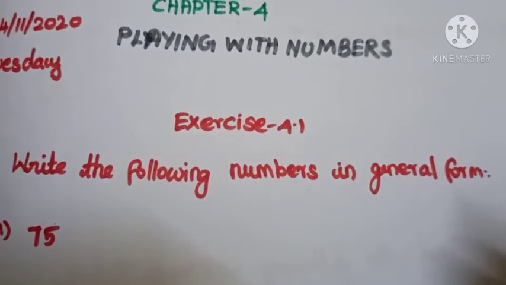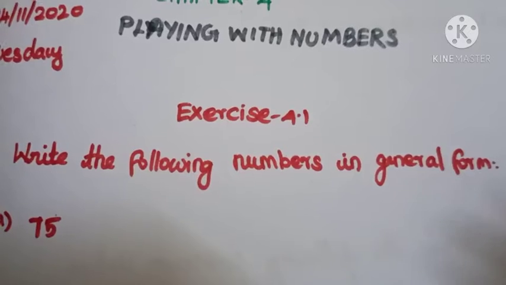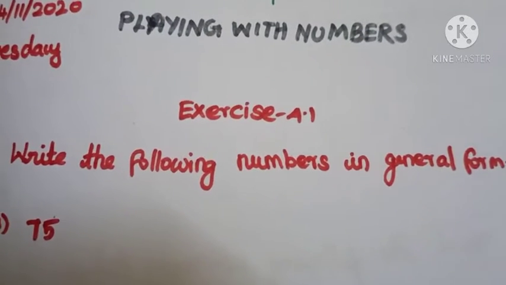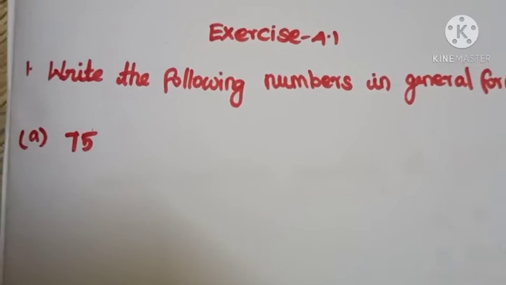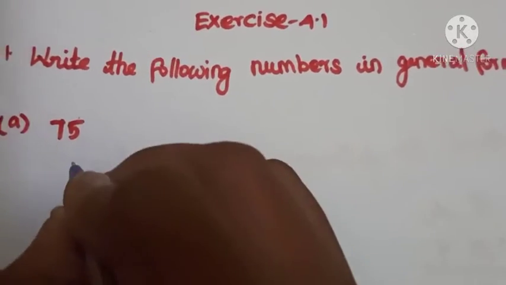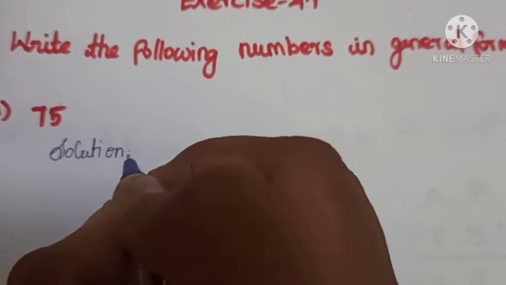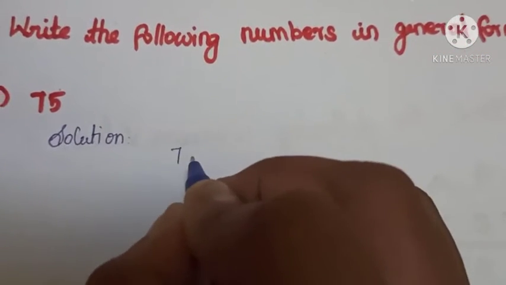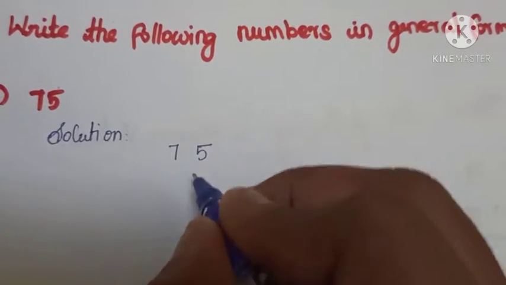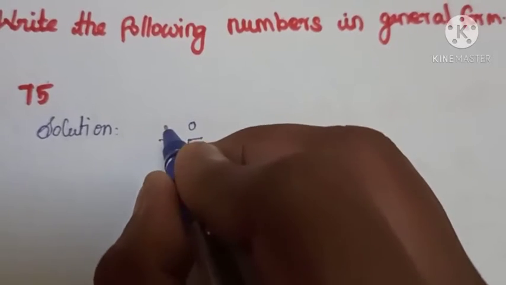Yesterday I sent one introduction video. You have cleared how to write the numbers in general form, so now I am explaining the same. First one is 75. In the solution, you write the 75 and you mention the place value. So 5 is in the ones place and 7 is in the tens place.